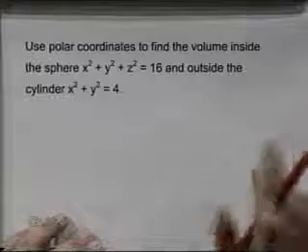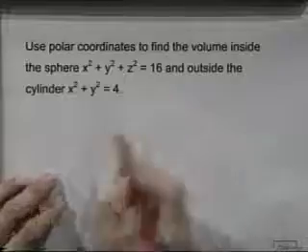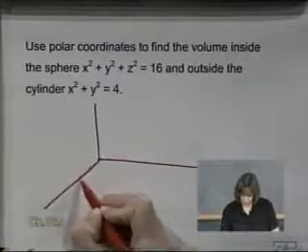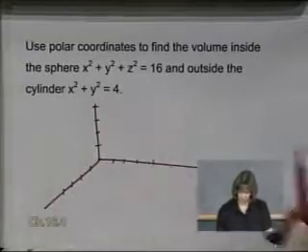Use polar coordinates to find the volume inside this sphere and outside this cylinder. Probably sketching it is the hardest thing to do. This is a sphere of radius what? 4. 1, 2, 3, 4.